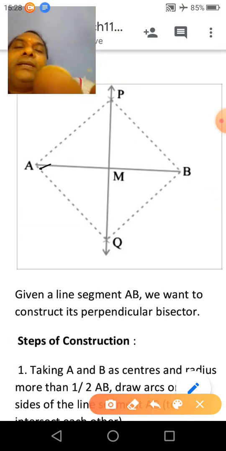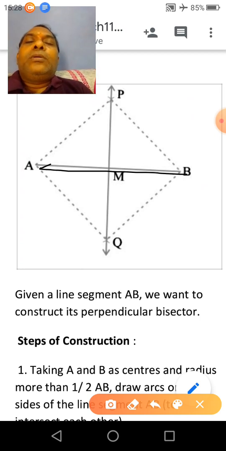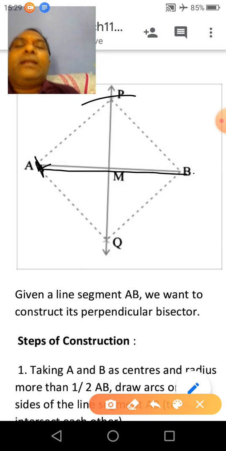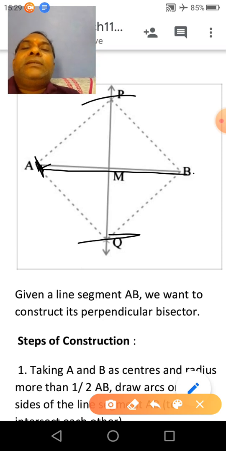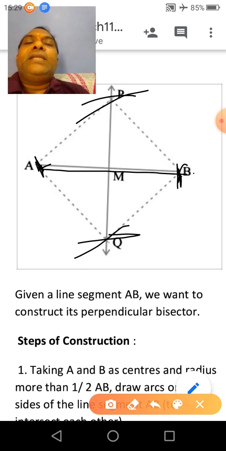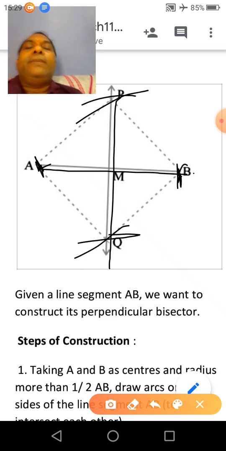Means a line segment is given, you have to draw a perpendicular bisector. So consider a radius more than half of AB, and with A as center, draw an arc here and here, both sides. Clear? And with B as center, draw an arc here and here. Clear? Which intersect at points P and Q. Join P and Q, PQ will be the bisector of line segment AB. Clear?